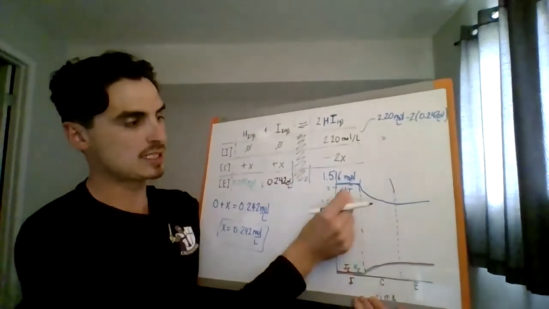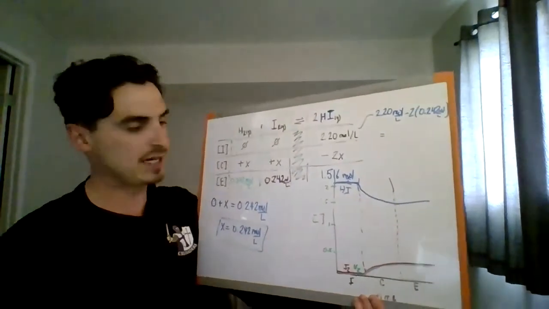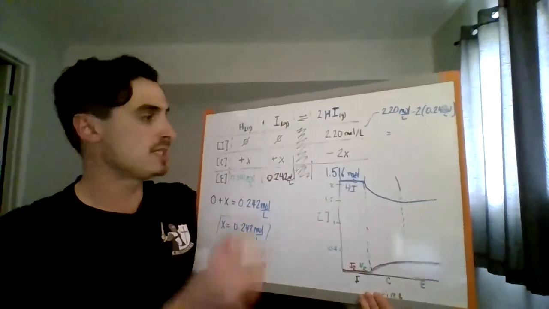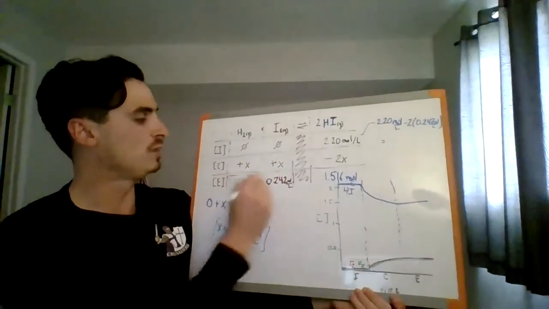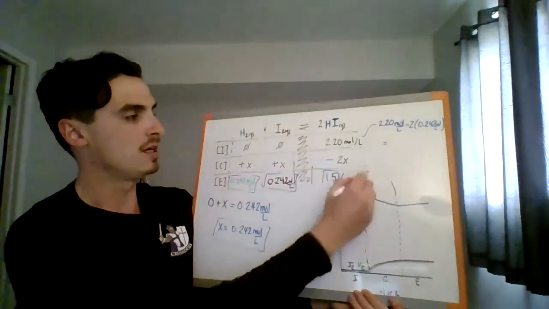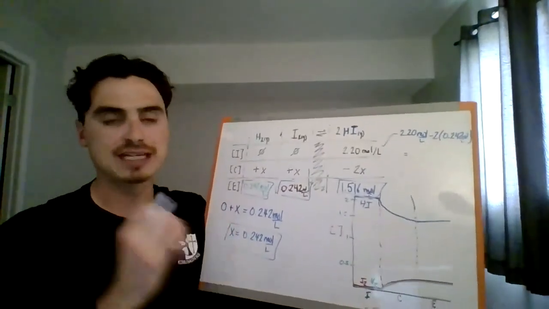You can write these HI, I2, H2 over here. I don't care. But again, all I want you to be able to see is how the ice table allows us to find our equilibrium concentrations and how the graph shows us visually what is happening in this scenario.